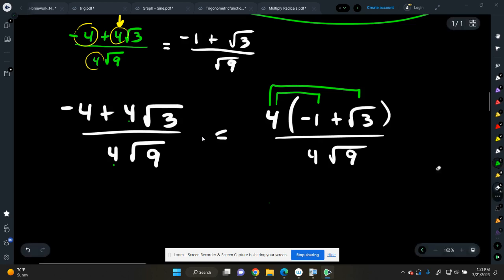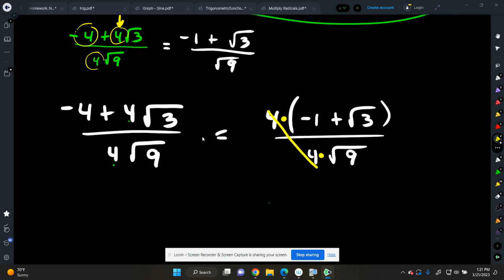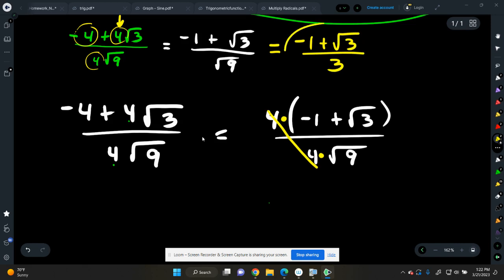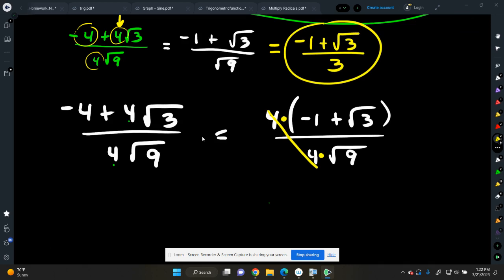The reason we're able to reduce the way we did is because now this is multiplication. 4 times that, 4 times that. Now those 4s can cancel. When it's multiplication, you can cancel the numbers. We can go further with this now. What's the square root of 9? 3. Now we're finished. So that one didn't look hard, but it actually was.